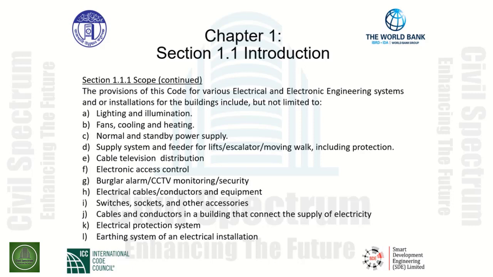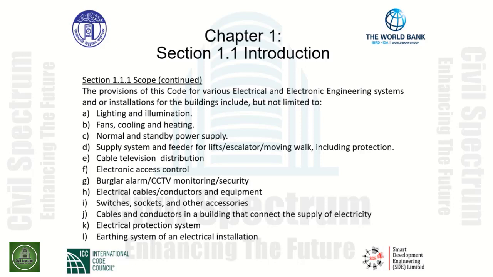Item C, normal and standby power supplies. Certain occupancies will have standby power supplies to fortify the necessary need for electrical power within certain buildings. Item D, supply system and feeder for lifts, escalator, moving walk, including protection. Item E gives us cable television distribution.